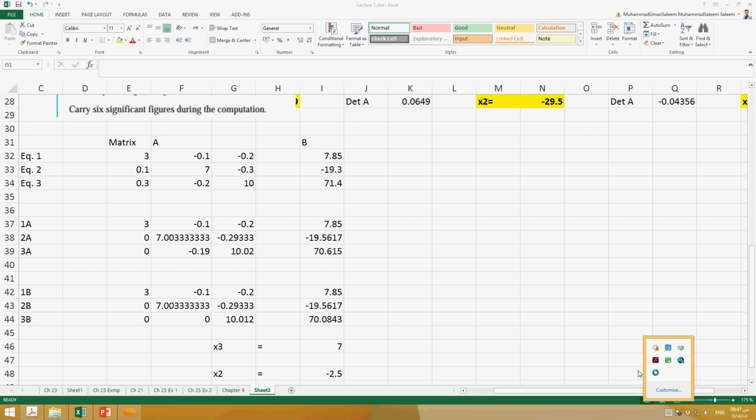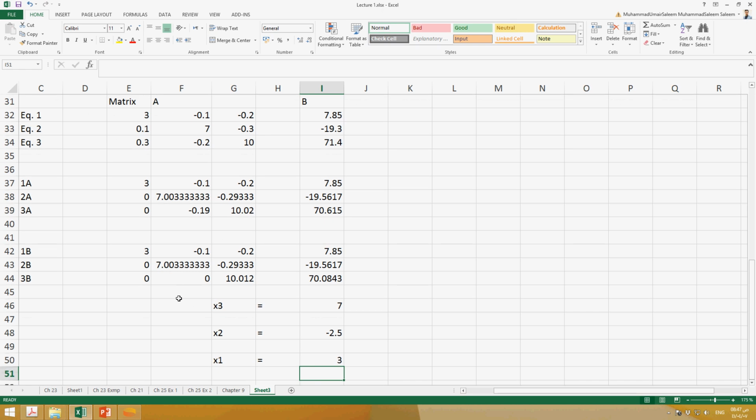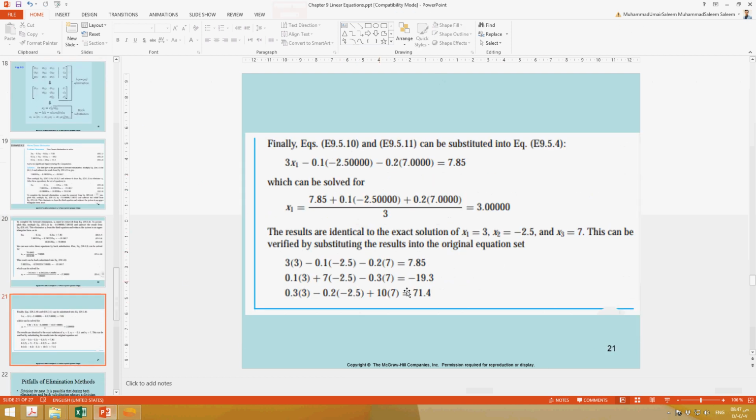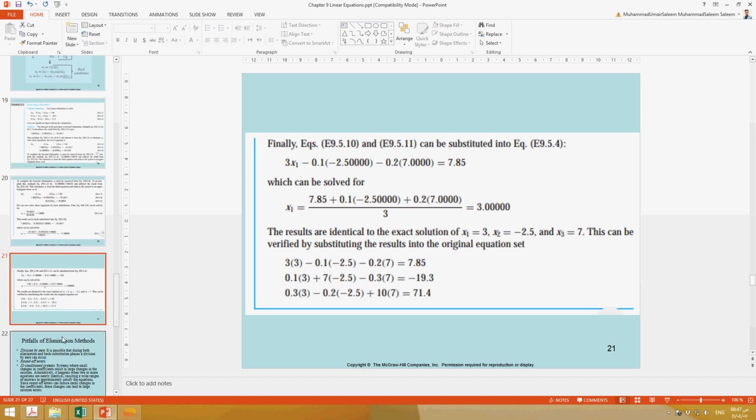Now we are going to solve the same question by using Gauss-Jordan elimination. What we do in Gauss-Jordan elimination is convert all these diagonals into 1, the upper values into 0 and the lower values into 0, and that gives us the values of x1, x2, and x3 directly. Let me see the values of x1, x2, and x3. Yeah, we have the same values which are in the question: x1 is 3, x2 is minus 2.5, and x3 is equal to 7.